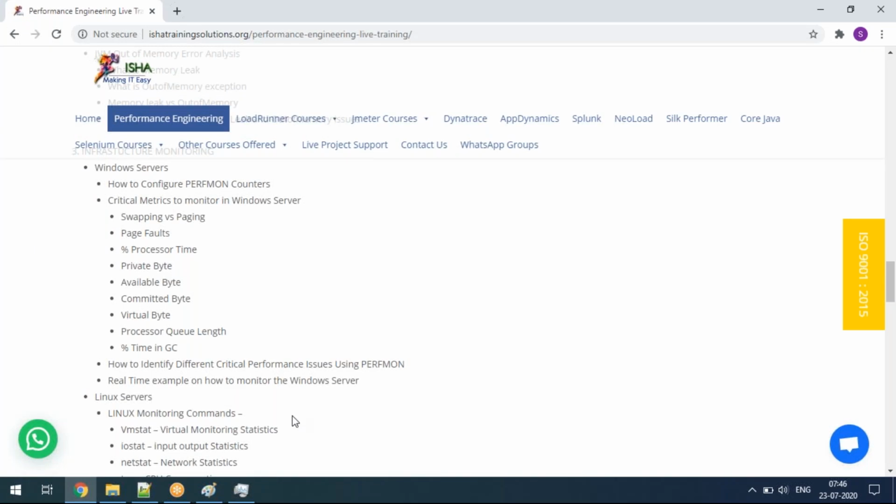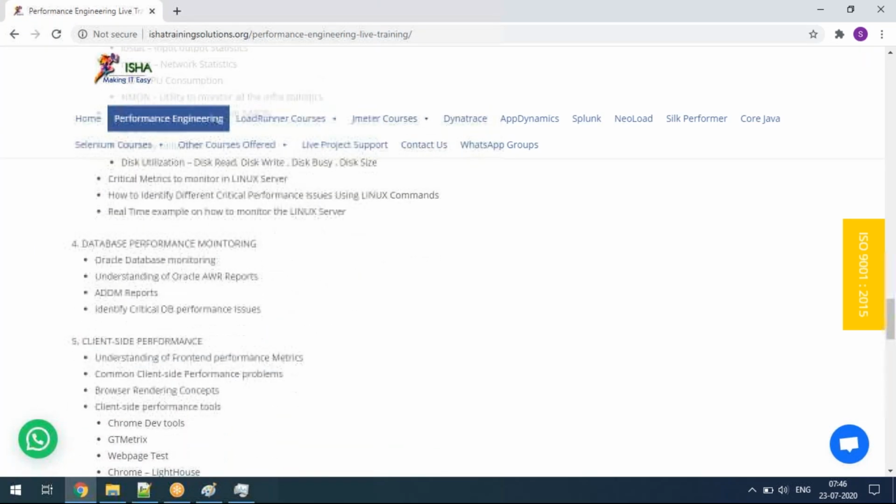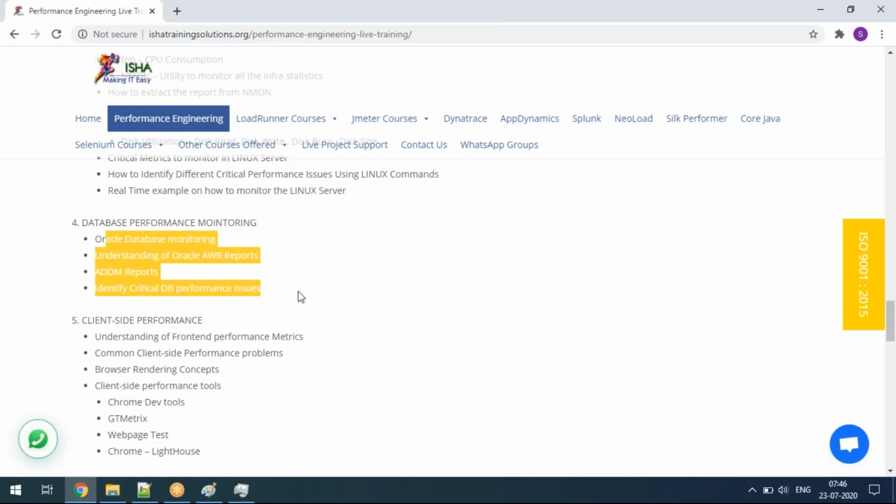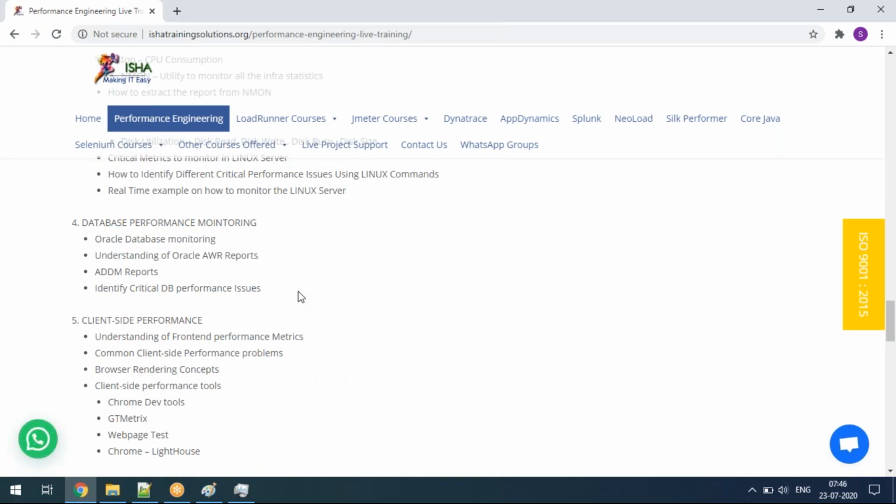So like that, we are going to do the Linux monitoring as well, and then the database monitoring, Oracle. I'll show you how people can install. Say in my example, I installed Oracle Enterprise Manager Express Edition 12c. In my machine, I will be showing you how I did the installation and the configuration, and then we are going to do AWR reports and ADDM reports.